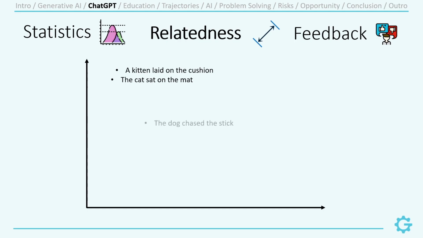Another sentence, like "the dog chased the stick," is somewhat similar. It's still about animals doing things, but it's not very similar, so it might get placed a little further away. And finally, a sentence such as "I enjoy eating chocolate" is just completely unrelated, and it would get placed somewhere totally different. ChatGPT would learn these related meanings through the use of statistics and lots of examples. And this is how ChatGPT can answer your questions. It can find the information which is similar in meaning.